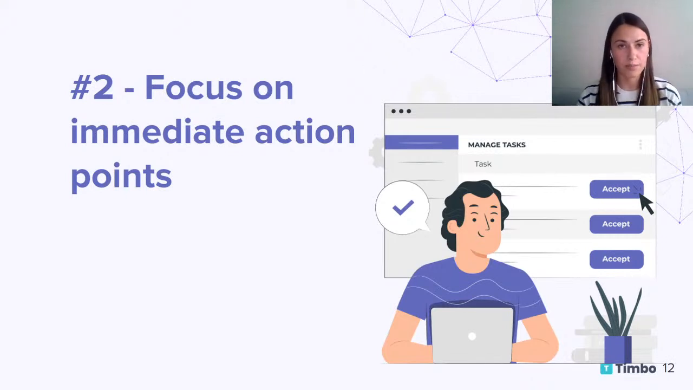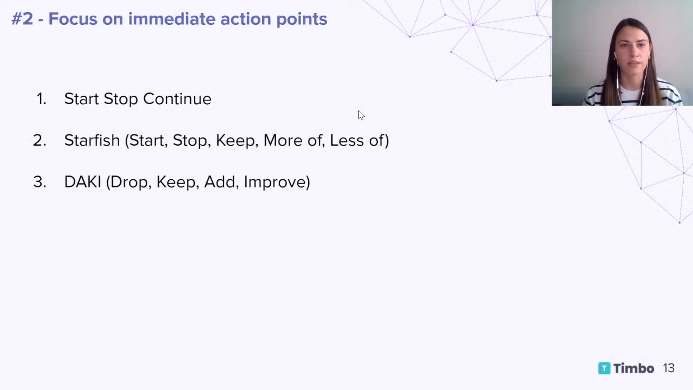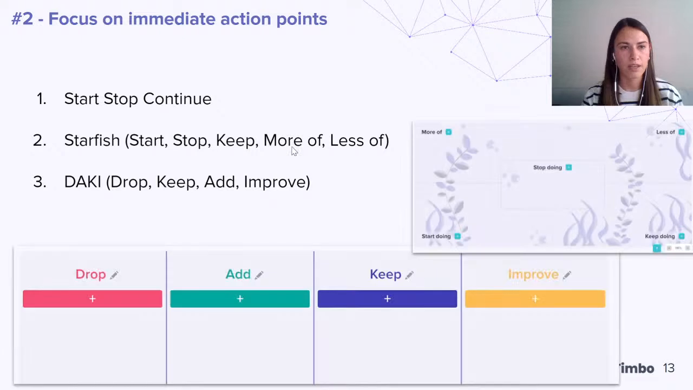We've touched that a bit already. There are a set of techniques that are great at focusing on immediate action points. They are not that deep. They are not looking at process from different angle. These are three similar techniques: start, stop, continue, starfish, and ducky. You see what they mean, and they are really very similar. What's good about them is that they give you ability to look at the past, at the present, and at the future at the same time.